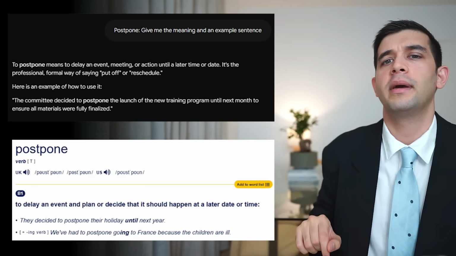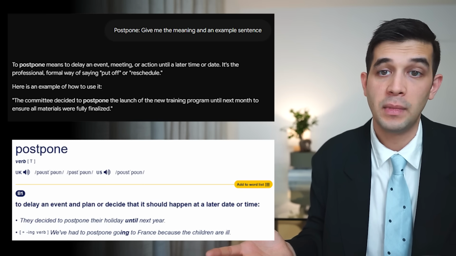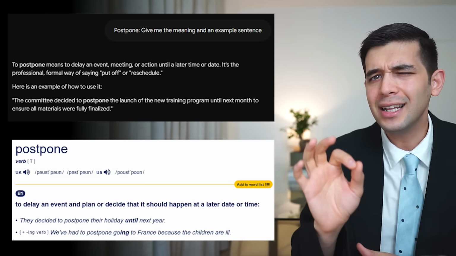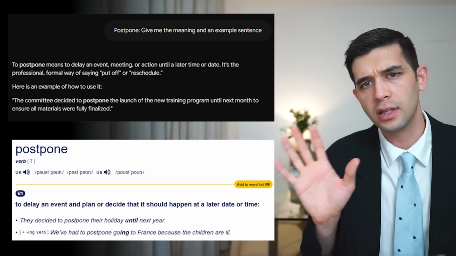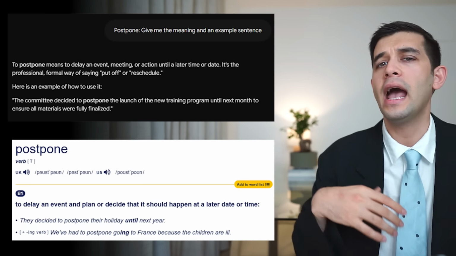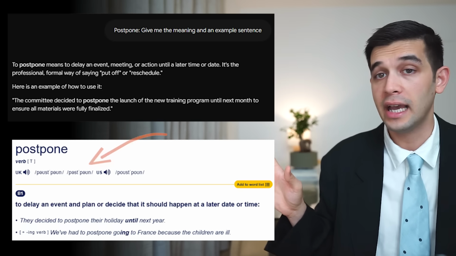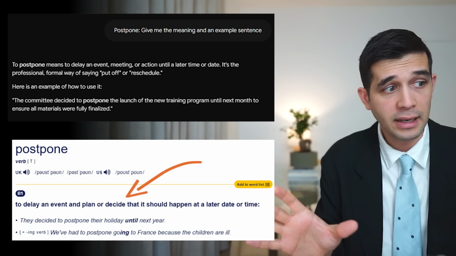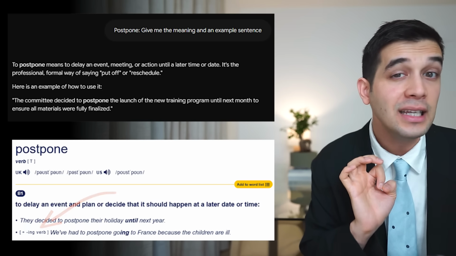The response you get from AI will give you what you want. But the response you get from Cambridge Dictionary includes a lot of details. First of all, we have the part of speech. It's a verb. Then we have the pronunciation, UK or US pronunciation. Then we have the level of the word. Then we have a basic meaning, and we have extra details.